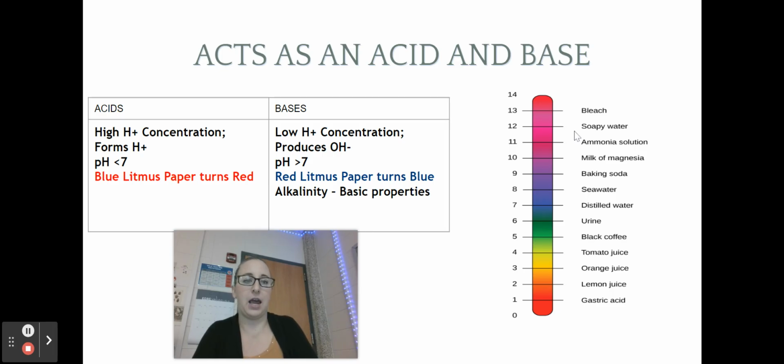So you can look at the scale here and just see how many things we come into contact with on a daily basis that do have very strong acidic or basic properties. But because of what they're interacting with as well, for example, orange juice is very acidic, but it doesn't eat through our skin because our skin has basic properties to it, which can neutralize each other. They kind of cancel each other out.